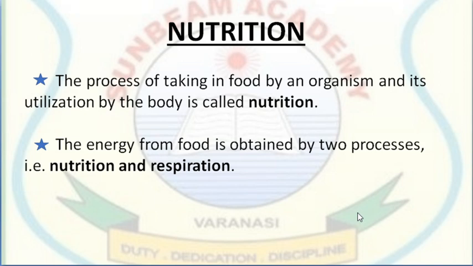that whole process is known as nutrition. And this process of production of energy is not completed only by the single nutrition process. One more process is required to complete the production of energy in the body, and that process is respiration. So the energy from food is obtained by two processes, that is nutrition and respiration.